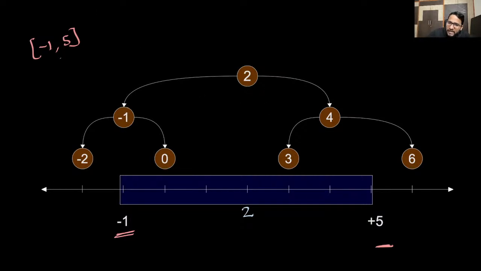Now I will come to this left. I will say, okay, if it is -1, again it is in my range, right? Doesn't matter if it is a border or not. So even if it is a border, doesn't matter to me. If it is in my range, I will go to left and right both. So here -1 also I will go to left and right both.